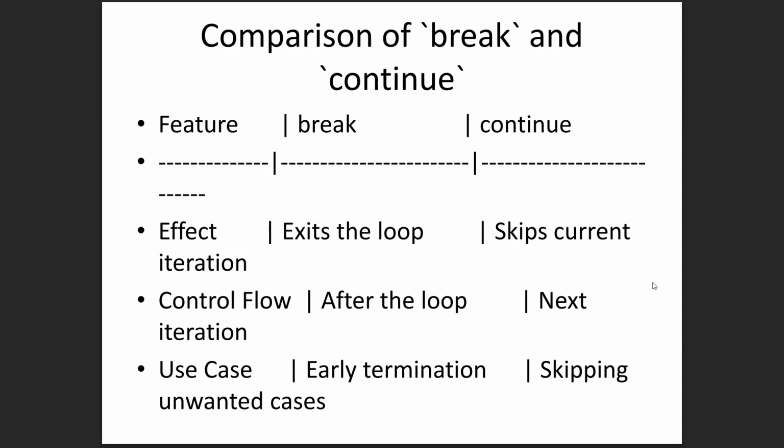Next, continue. It will skip the current iteration. Whatever condition you are giving, we are skipping that condition only. The remaining part will be continued as per the rule. It means we are printing all the code except that continue part.